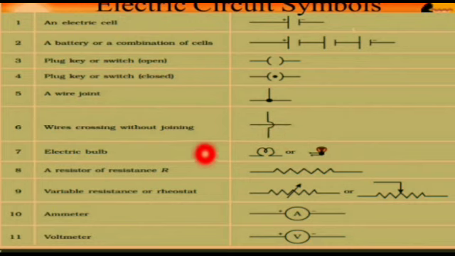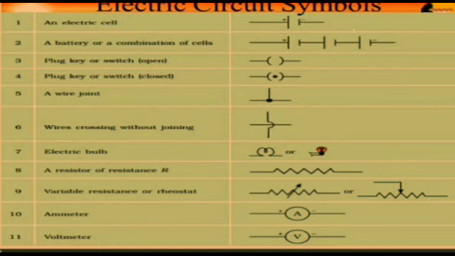An electric bulb like this, and the resistor or resistance like this. Variable resistance or rheostat like this. These two symbols explain which one? Variable resistors.